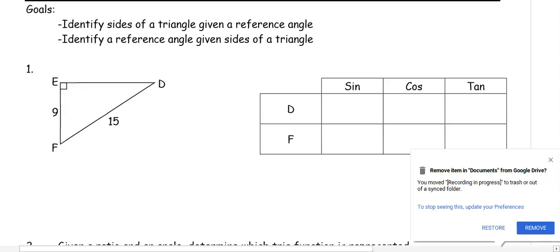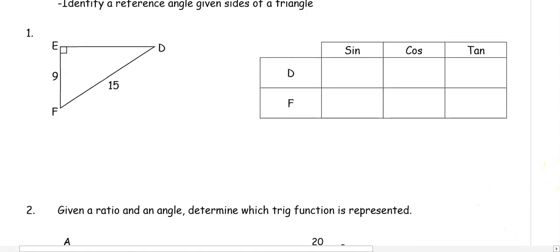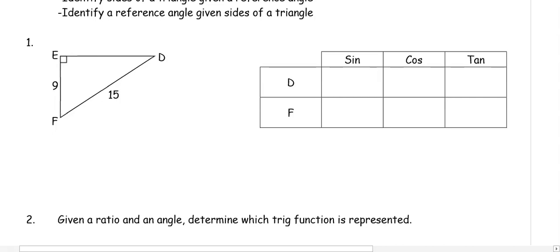This video is a continuation of topics from day 7. So today we're going to identify the side of a triangle given a reference angle and identify a reference angle given the sides of a triangle. So in number 1, we want to complete a chart about our ratios. In order to do that, though, we need to know all 3 sides of the triangle.